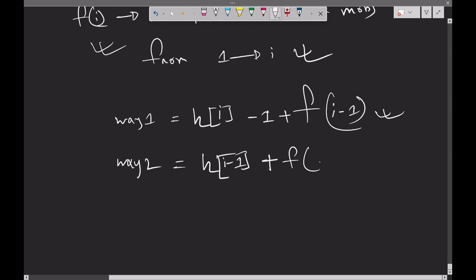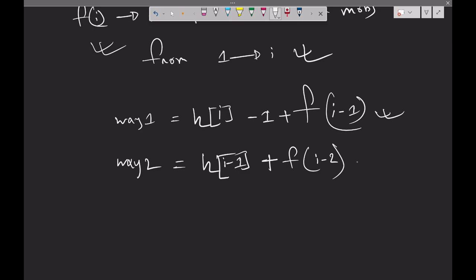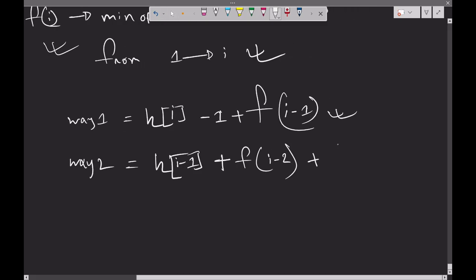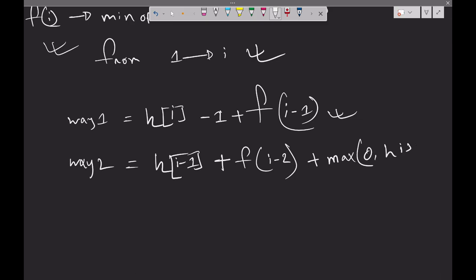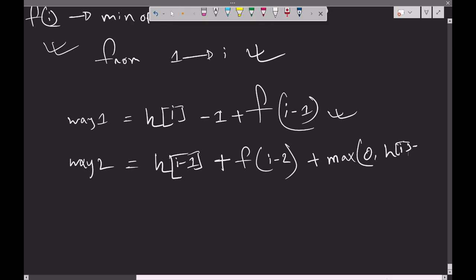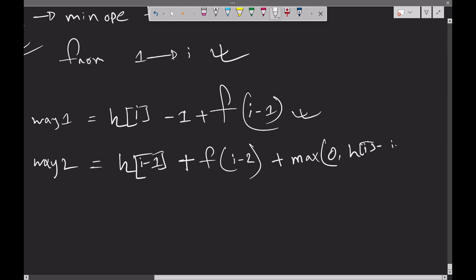Then we will transition to another state, f of I-2. And what will happen to the ith element? Then the operations will be maximum of 0 comma health of I minus the fall damage.